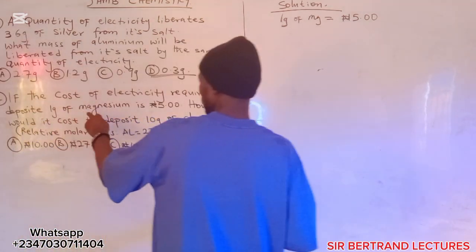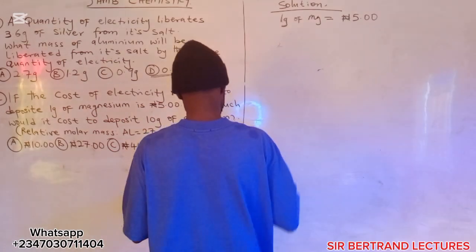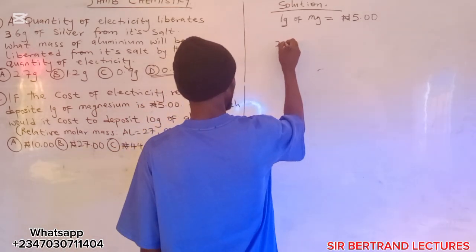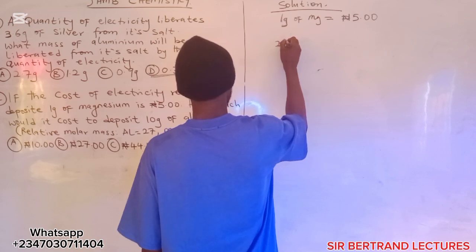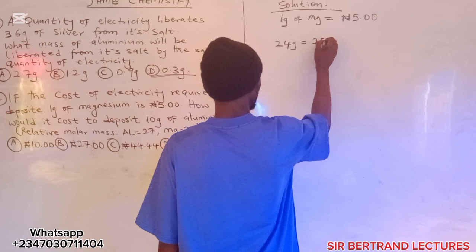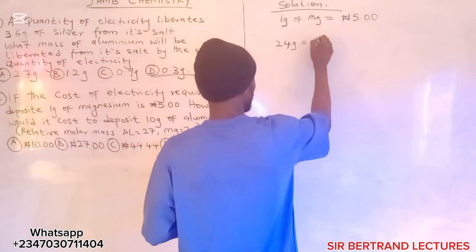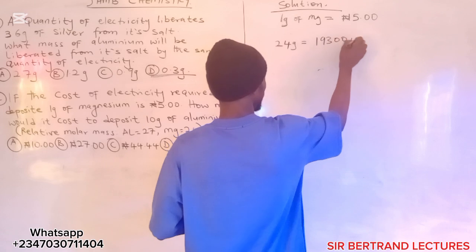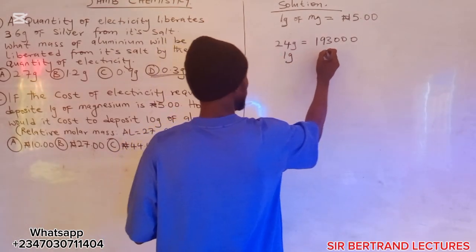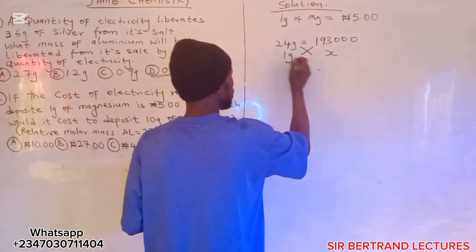Magnesium here is 24. That is 24 gram, against the charge of 2 Faraday. That is 2 times 96500, which is 193,000. Okay, then 1 gram will deposit what? X. You cross and multiply.